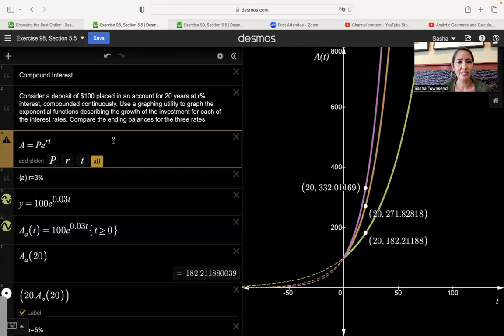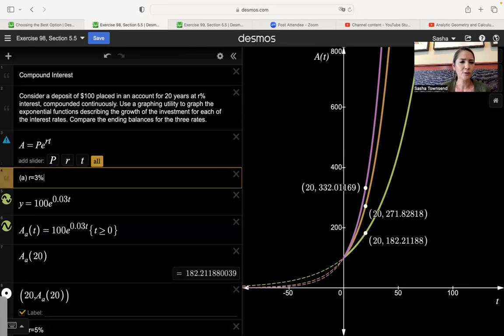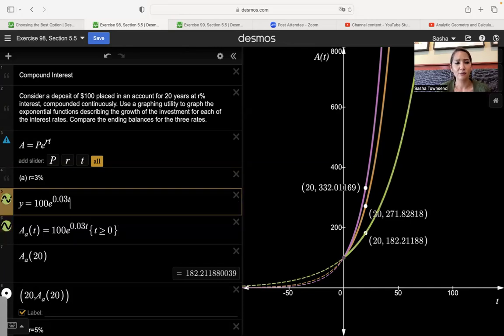It says use a graphing utility to graph the exponential functions describing the growth of the investment for each of the interest rates. Compare the ending balances for all 3 rates. They say the ending balances. Well, we're interested in what the balance is after 20 years. So we want to know what those function values are at t equals 20. So for part A, we have 3% interest. So we're going to graph 100 times e raised to the 0.03 for that 3% times t.